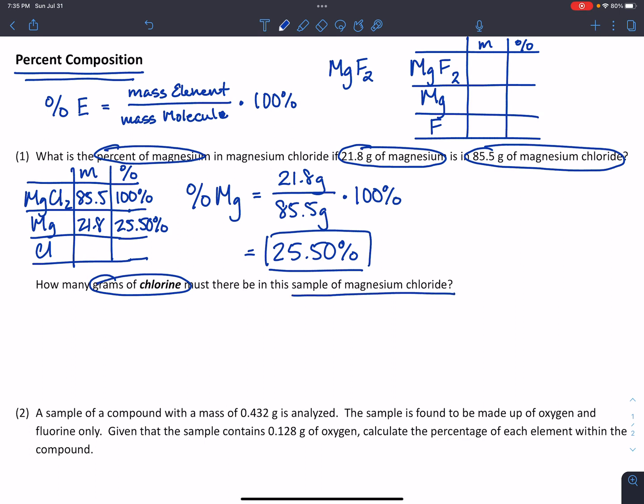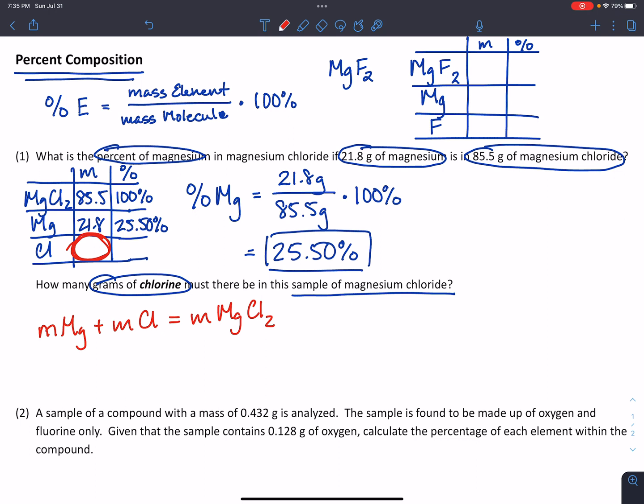All right, next it says how many grams of chlorine must be in this sample. All right, so this is a little bit different than before. Instead of asking for a percentage, it wants us to find this number in our table right here. Now, according to the law of conservation of mass, I know that the sum of the parts has to equal the whole. So in other words, the mass of the magnesium plus the mass of the chlorine has to equal the mass of that compound, MgCl2.